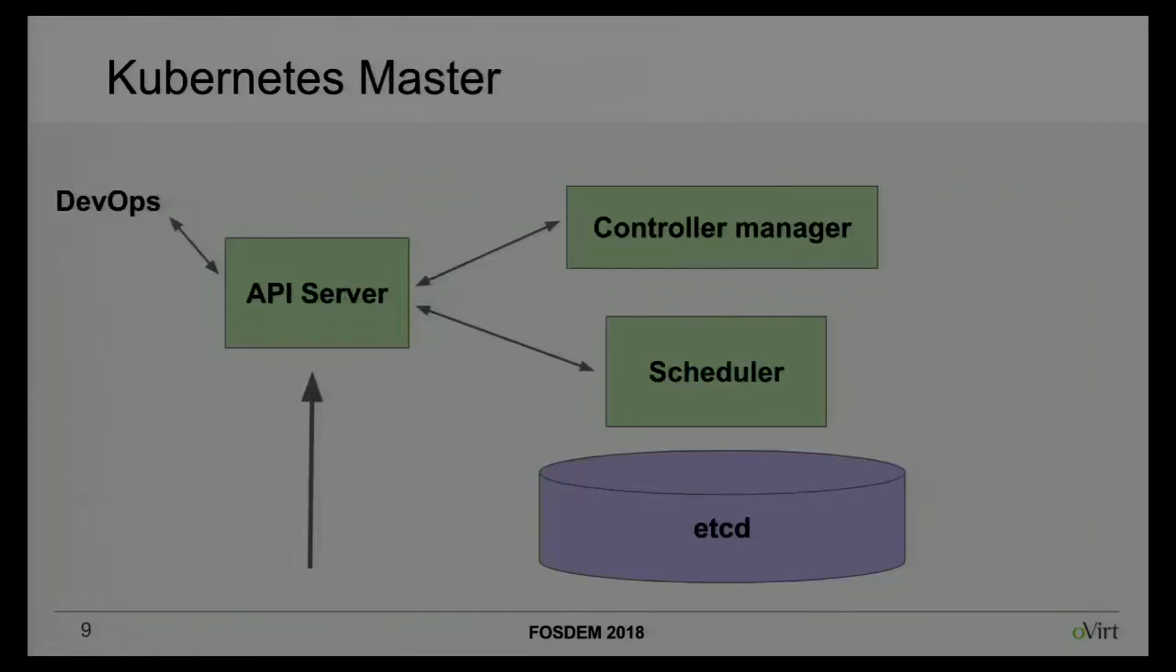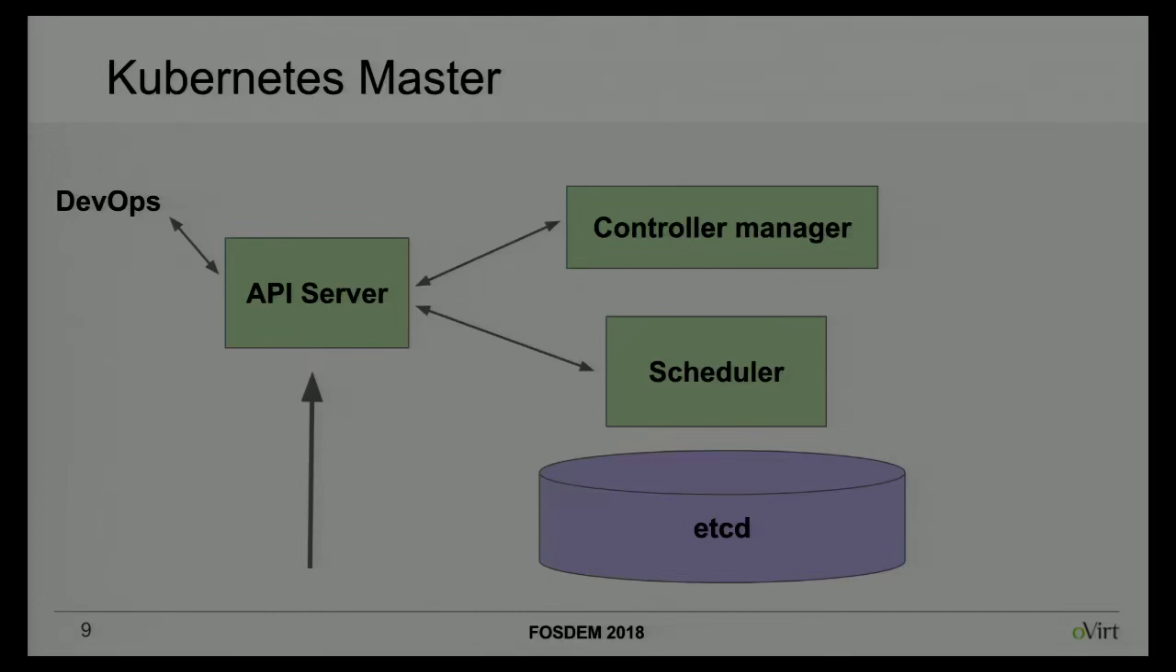Some of the master components relevant to this lecture are, first of all, the API server. The API server is the gateway to Kubernetes. It's basically the front end. It receives commands from the outer world, from DevOps, for example, and relays them down to Kubernetes, and this is how we communicate. Another major component is etcd.